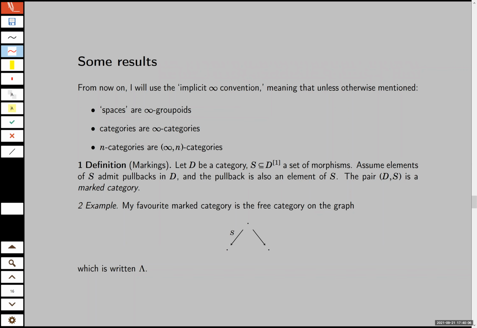So now I'm going to get onto some results. I wasn't claiming anything until now was rigorous, and from now on, I am claiming that it's rigorous.